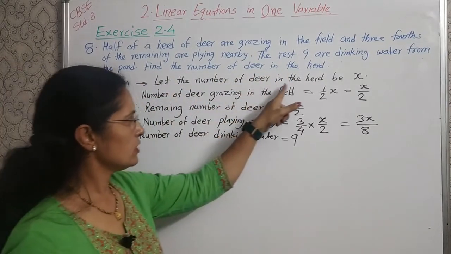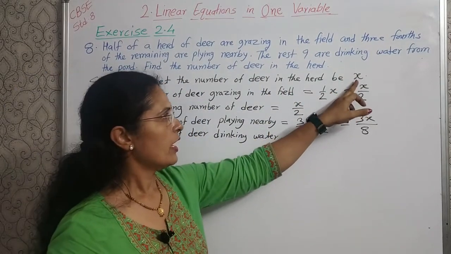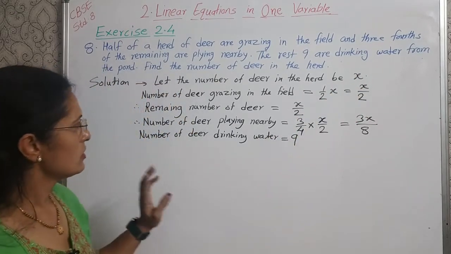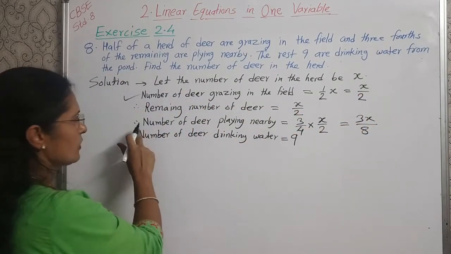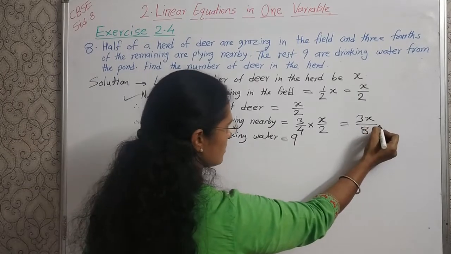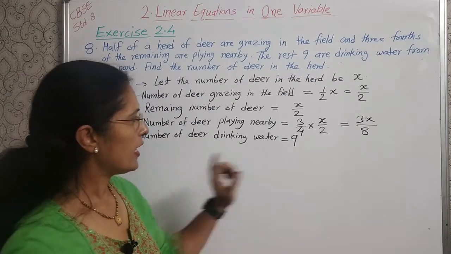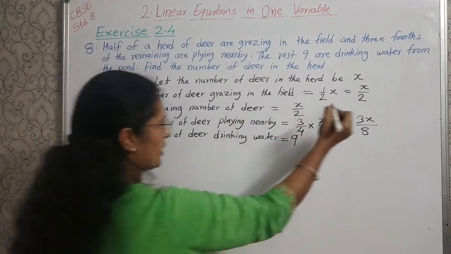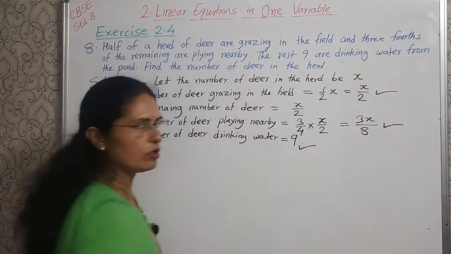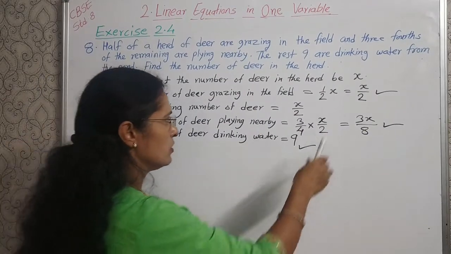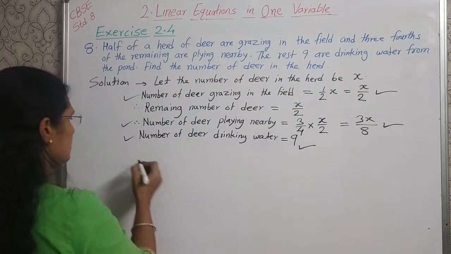Now see, already we have written here, we are assuming there are x number of deer. Total number of deer is x, and that total number is divided into these 3 groups. Number of deer grazing in the field is x by 2. Number of deer playing nearby is 3x by 8, and number of deer drinking water is 9. So if you add these three numbers, we'll get the total number of deer. So from the condition, we'll add these three, we'll get the total number of deer in the herd.